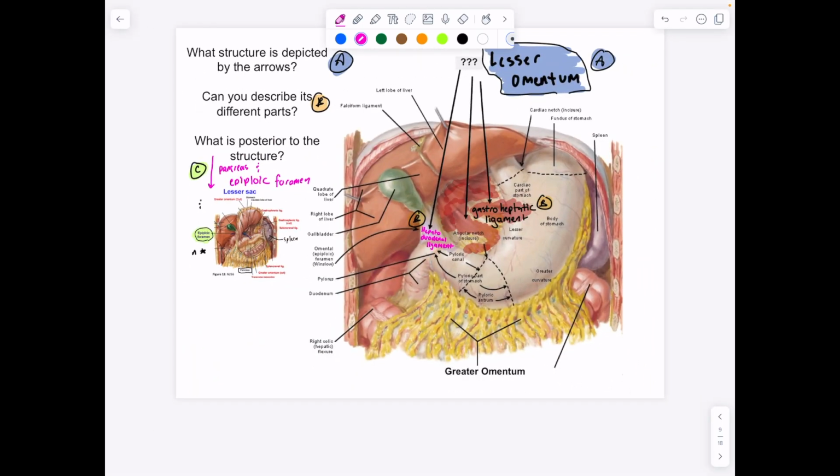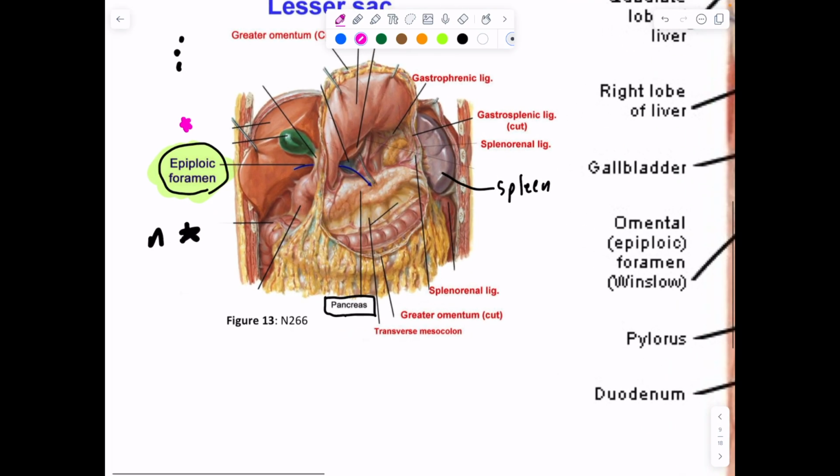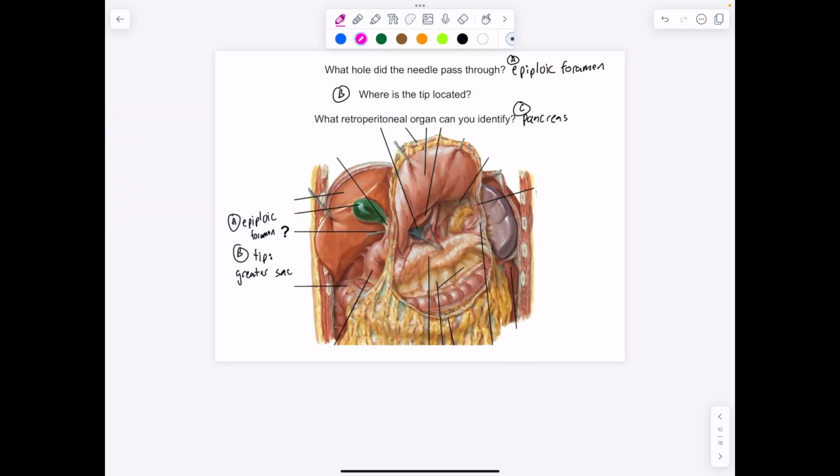What structure is depicted by the arrows? We have the lesser omentum, and we have our two ligaments, the hepatoduodenal ligament and the gastrohepatic ligament, which make up the lesser omentum. What structure is posterior to this lesser omentum? Well, we have our friend the epiploic foramen, and then we have the pancreas. Okay, and here, what hole did the needle pass through? This is the needle. This would be the epiploic foramen.